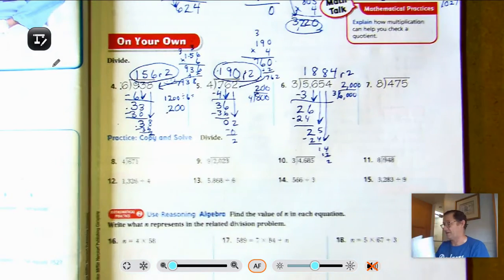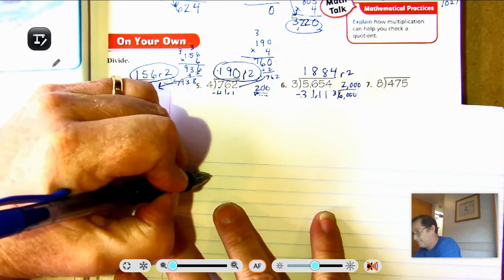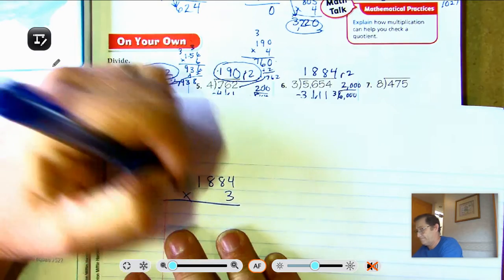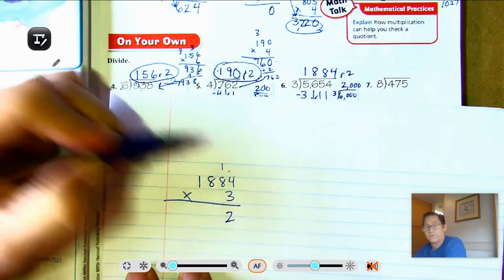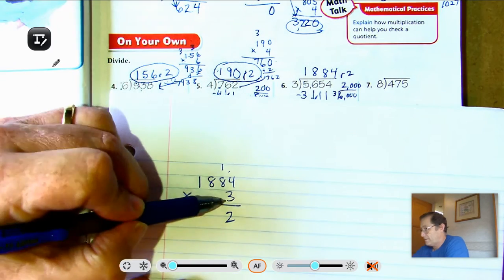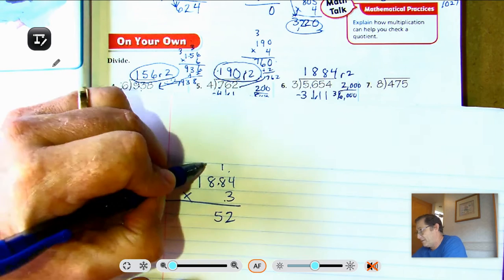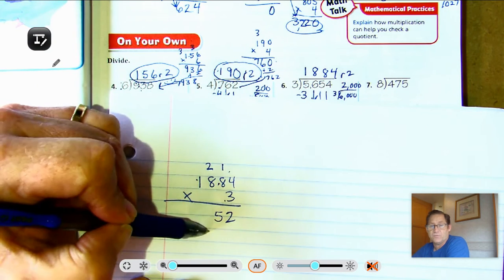Okay, I'm going to do this check on a piece of paper. So 1,884 times 3. 3 times 4 ones, 12. Regroup as 1 ten and 2 ones. 3 times 8 tens, 24. Plus 1 more is 25 tens. I'm going to regroup that as 2 hundreds and 5 tens.